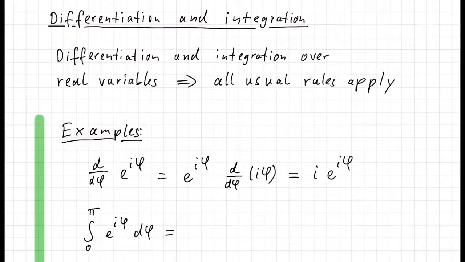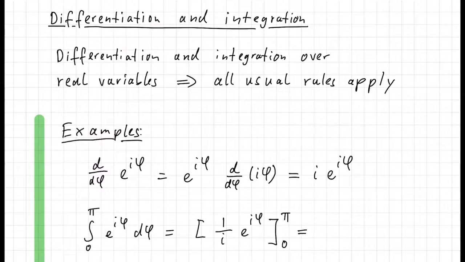The same holds for integration. Here I'm integrating now over e to the iφ from 0 to π. If I do that, I need to find the antiderivative of the complex exponential function. And that is, as we can clearly see from the previous result, 1 over i times e to the iφ. And I need to plug in for the boundaries 0 and π.